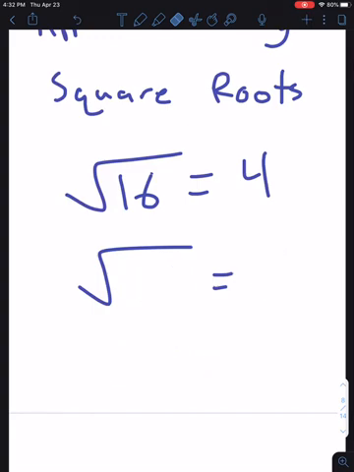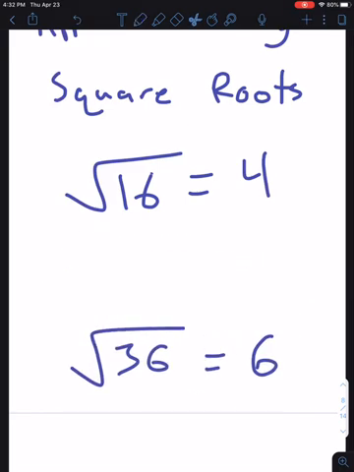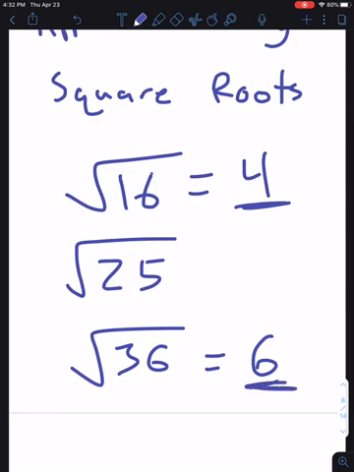Instead of 25, let's say the next biggest perfect square, 36. The square root is 6, right? Now, without the knowledge of what the square root of 25 is, I know that it has to be between 4 and 6, because 25 itself is between 16 and 36. And that works out because the square root of 25 is 5, which is between 4 and 6.